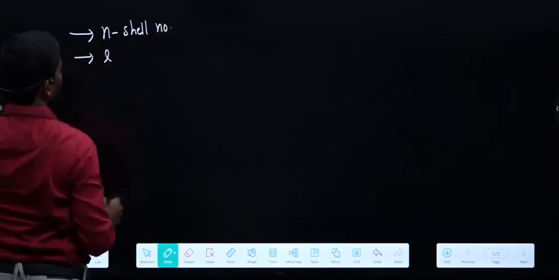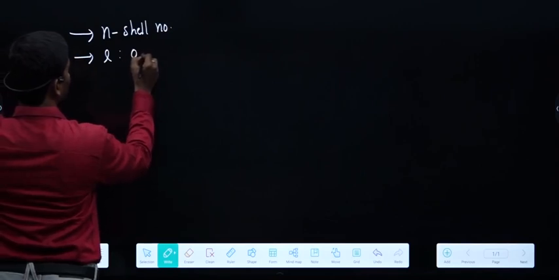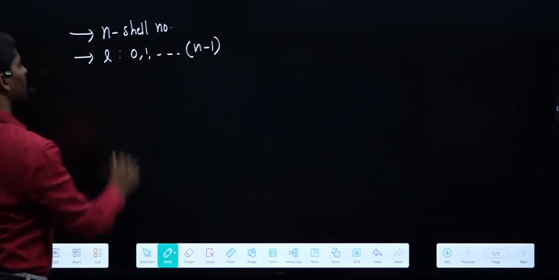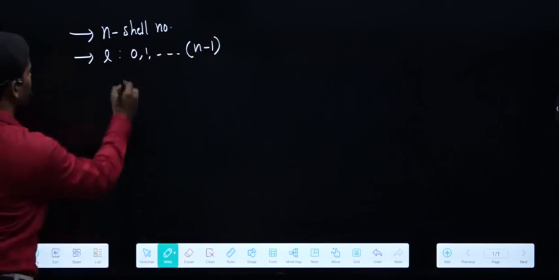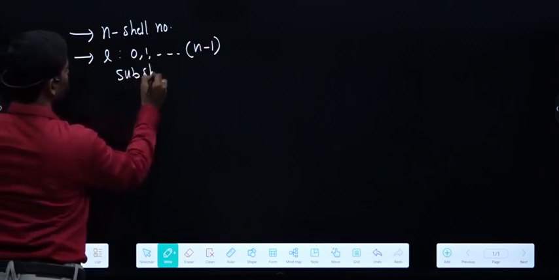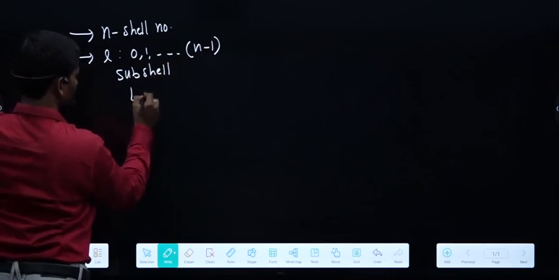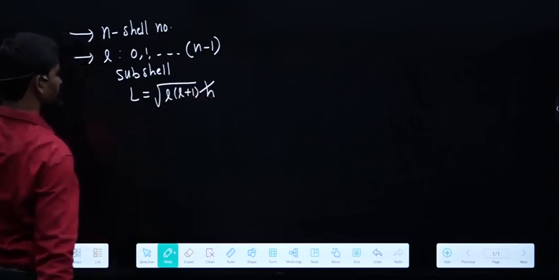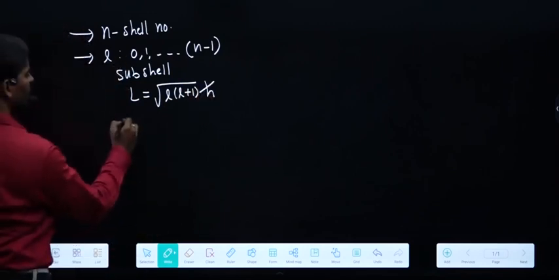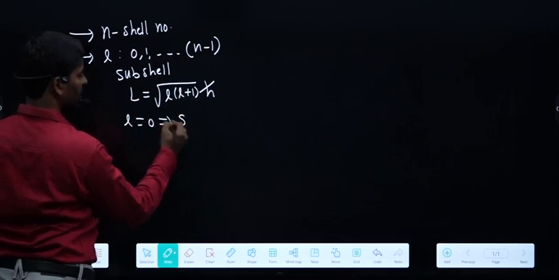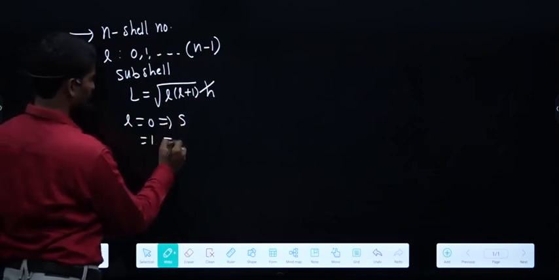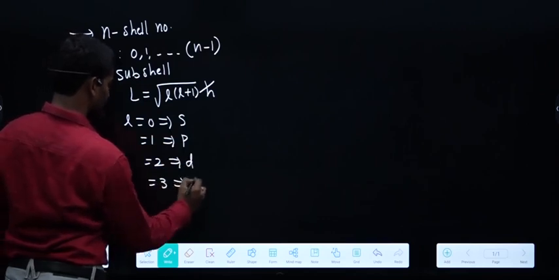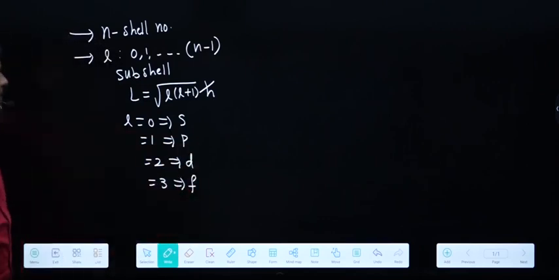Next, l, the azimuthal quantum number. The possible values for l are 0, 1, 2, 3, and so on up to n minus 1. l represents the subshell. Or it also gives orbital angular momentum, that is given by square root of l into l plus 1 times h bar. If l is equal to 0, the corresponding subshell is called s subshell, 1 p subshell, 2 d subshell, and 3 f subshell.